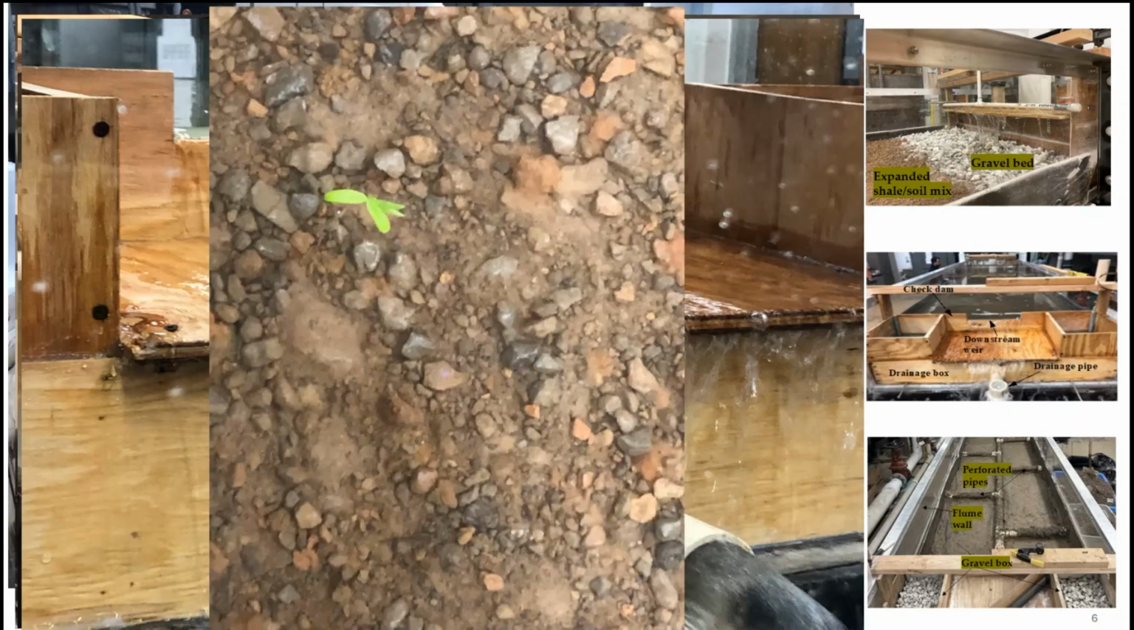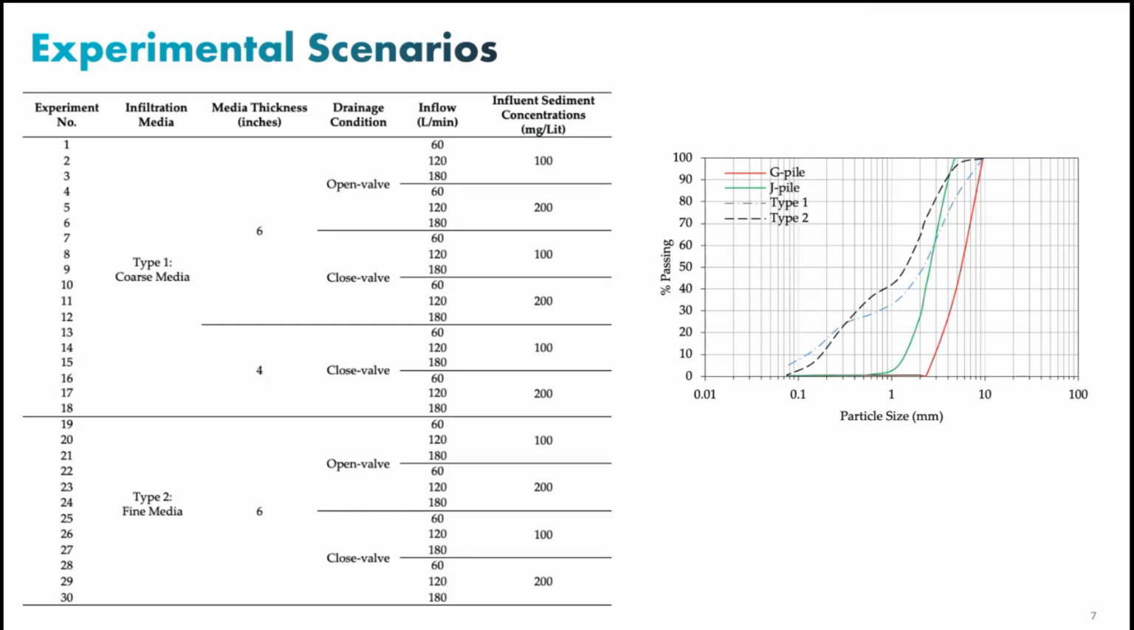So to assure that we have a biosoil, meaning that something would grow, this is the plant that voluntarily grew in our lab. We didn't plant it. Yeah. Next slide, please. So we look at 30 different scenarios.